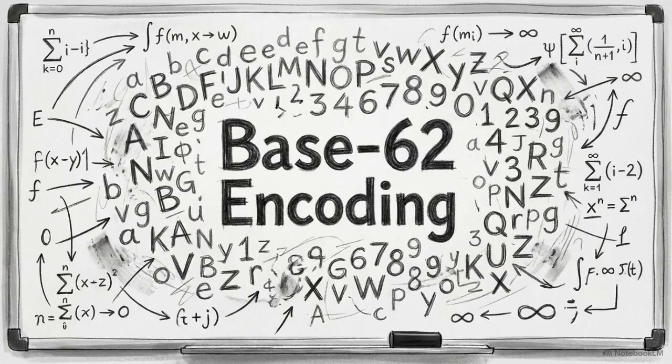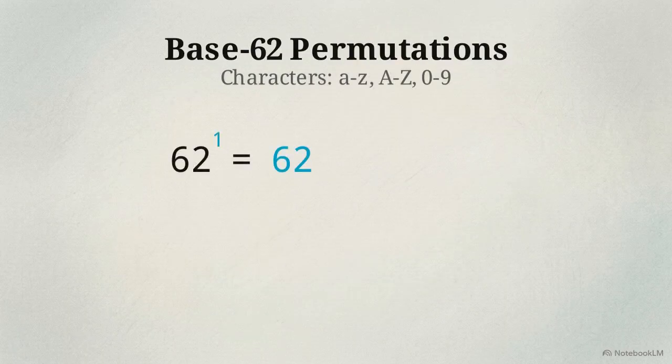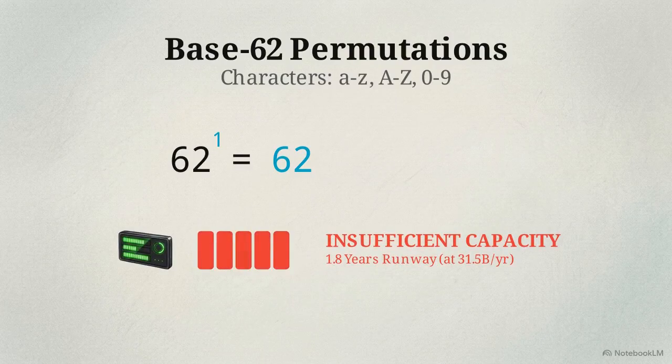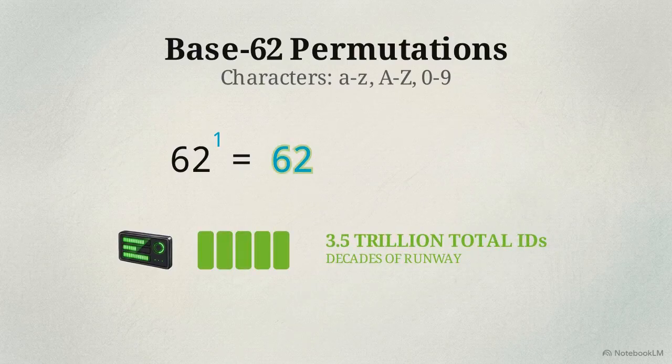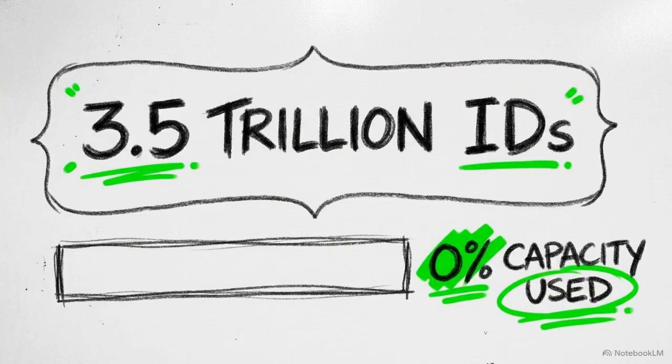The standard approach is base 62 encoding. This uses a character set of lowercase a to z, uppercase A to Z, and numbers 0 to 9. This diagram shows permutations scaling exponentially. Each position multiplies total possibilities by 62. 6 characters maxes out at 56 billion, falling short of our projection. A 7th character pushes the total to 3.5 trillion unique combinations, giving decades of runway. Establishing strict mathematical boundaries early on ensures the application won't run out of IDs, satisfying our foundational capacity requirement.